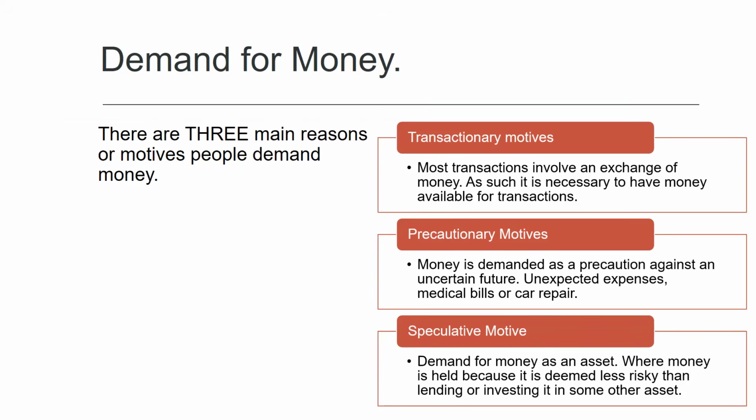So to recap: transactionary motive, you need to buy stuff. Precautionary motive, you want to keep it in case of an emergency. Or speculative motive, you think it's less risky to have the money than to invest it into something else.